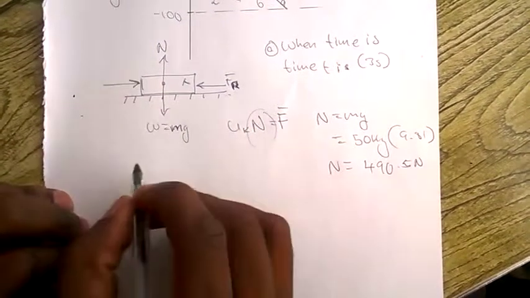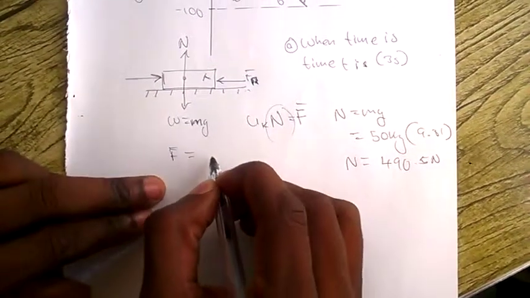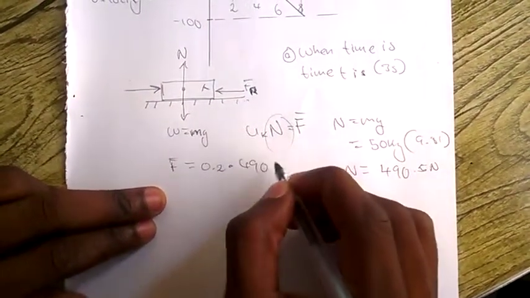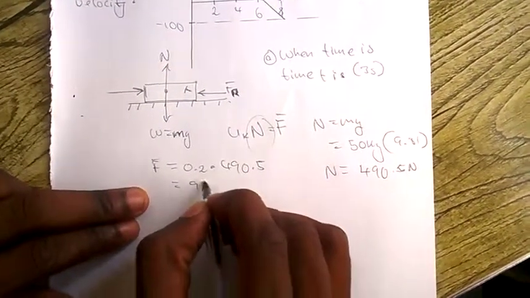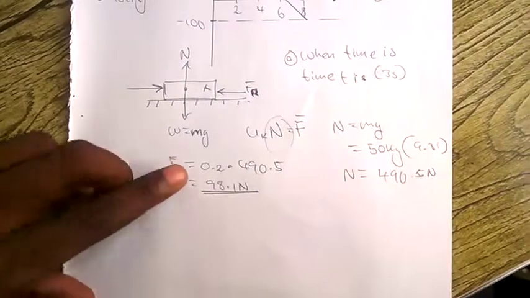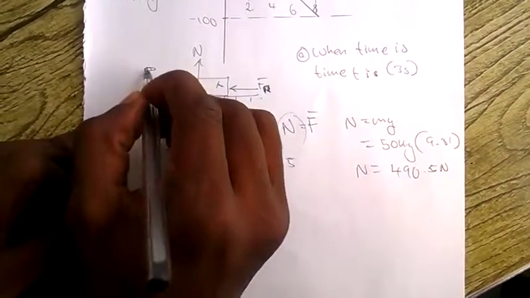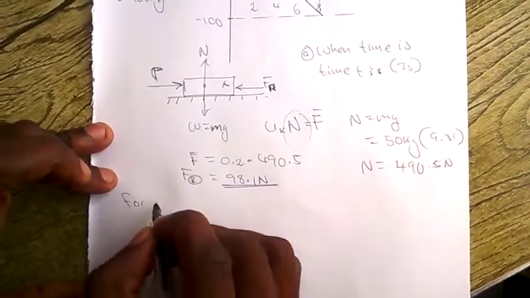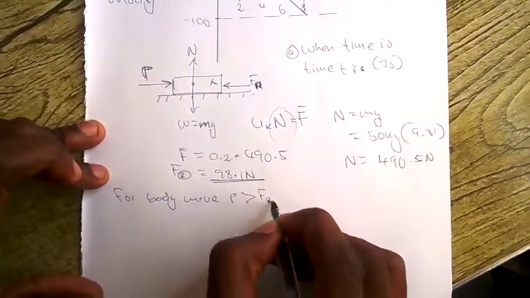So from here our friction force will be 0.2, which is the coefficient of kinetic friction, multiplied by the normal reaction force, giving us 98.1 Newton. Remember, this is the friction force. So for this box to move, our P should be greater than Fr. For the box to move, P should be greater than Fr.